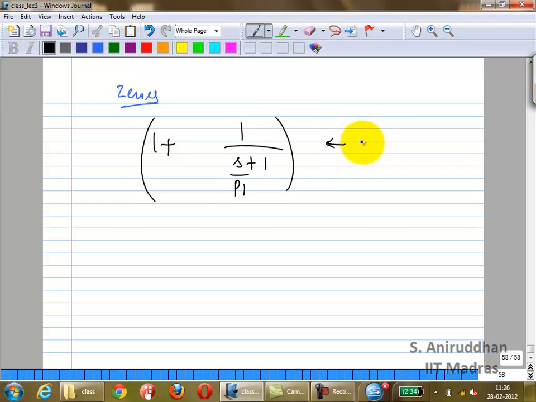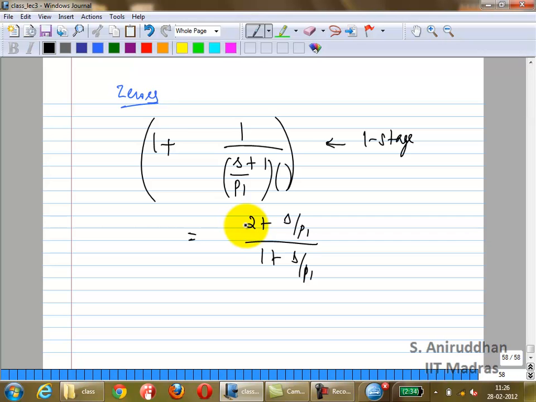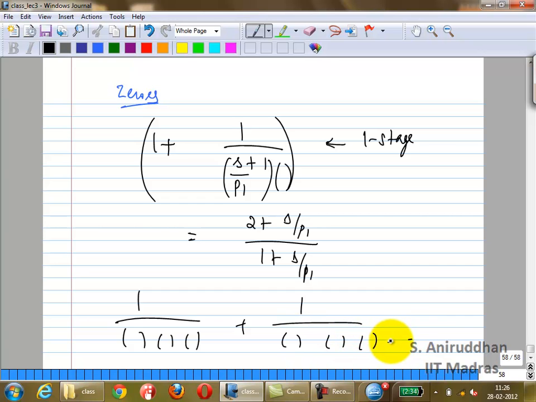This is for the single stage. And this gave us a 0. What is going to happen if you have more number of poles? In this case, you no longer have just 1 plus something. You have 1 over something like this, right? So how many zeros are you going to get?